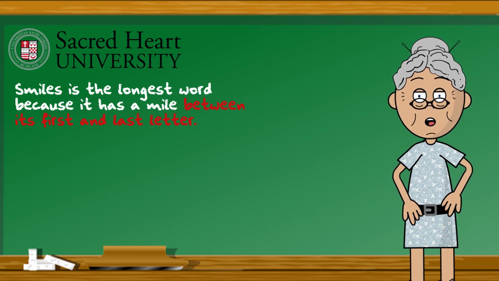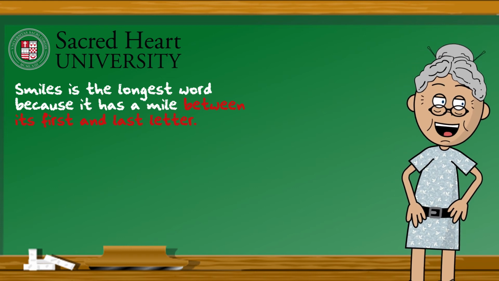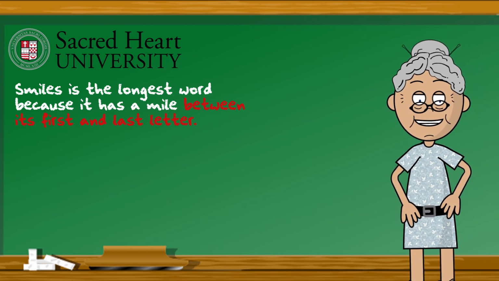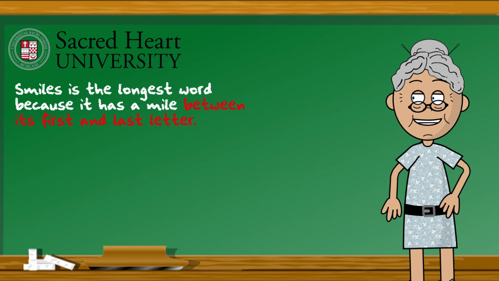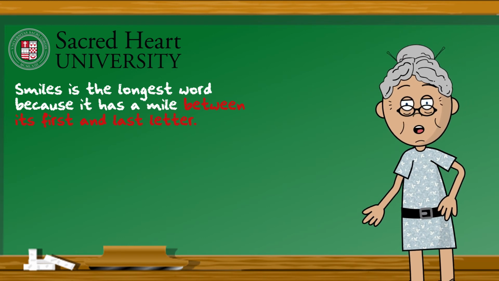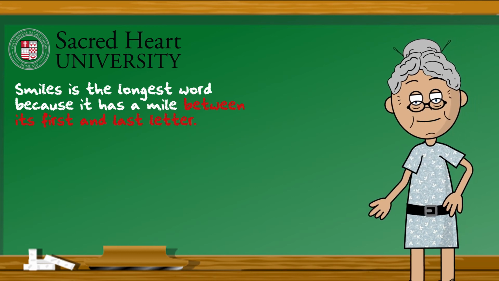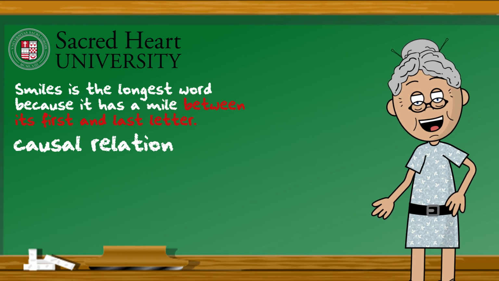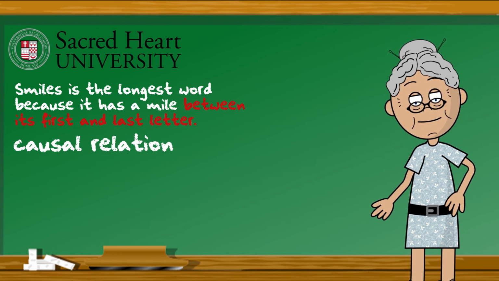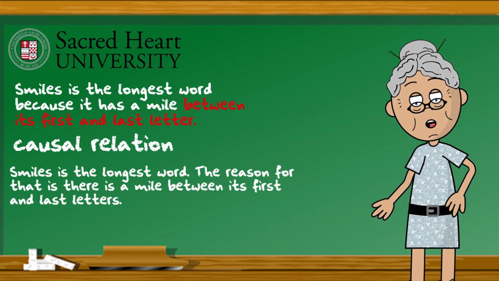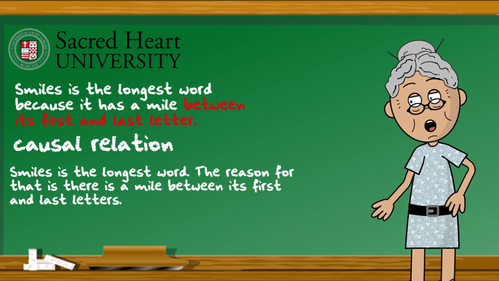Subordinate clauses, like coordinate ones we talked about earlier, also use the conjunction to specify a relationship between the two clauses, making the sentence denser in meaning. In the case of our example, the relationship is a causal one. We could say the same thing with two simple sentences. We could say smiles is the longest word. The reason for that is there is a mile between the first and last letters. But that's a much less sophisticated, efficient way to say it.